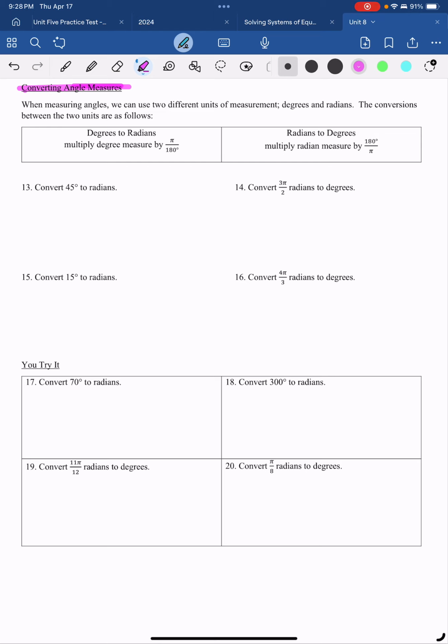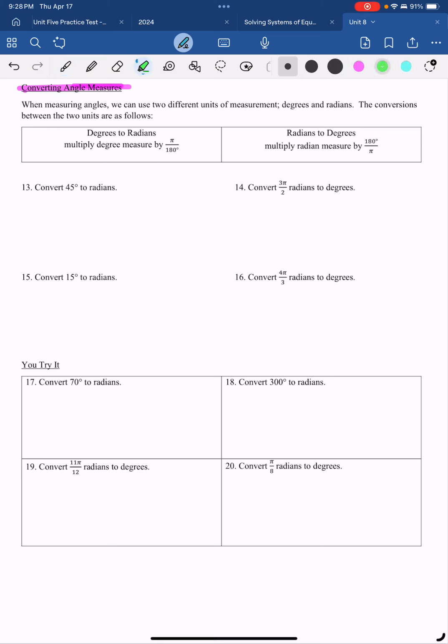This would be similar to how we measure in inches and feet, but other places in the world measure in centimeters or meters. So it's just another way to measure. Here we're going to take a look at how to convert between units of measure. We have two different conversions that we're going to look at.